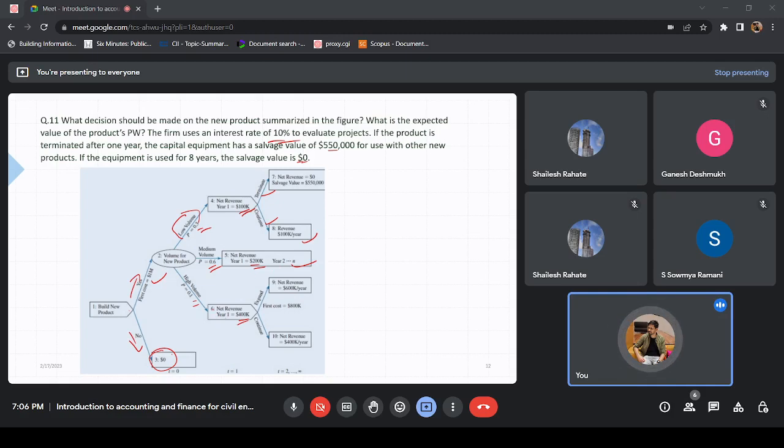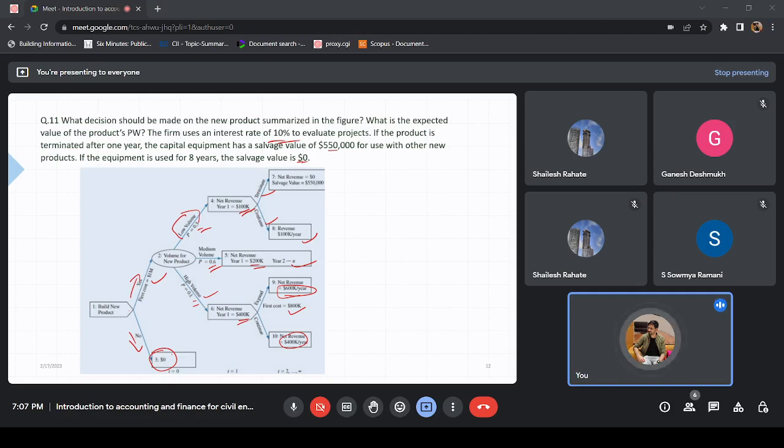Now, in case of high volume, you are quite interested. So you say, let's expand it. If you expand it, you will have to spend another 800,000. That will increase your net revenue to 600,000 from the 400,000 that you got in first year. Or you can say, okay, let's continue. In that case, you will be getting 400,000 per year. I hope you can see these and understand the decision tree that has been given to you.